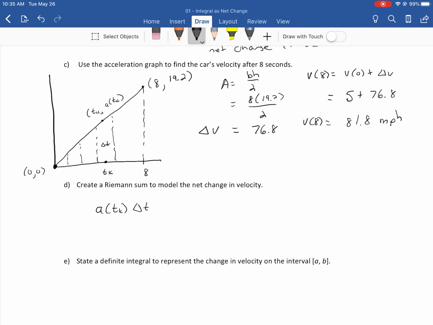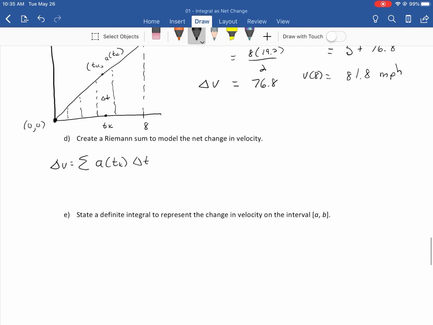So what's our Riemann sum? Our delta v will be add up each one of those accelerations times time. So there's a Riemann sum to indicate this. Then when you want to state a definite integral, delta v will be the integral from a to b. It says definite because it gave us an a and a b to use here, of the a at t dt.